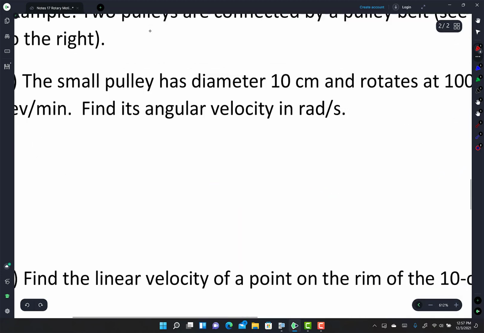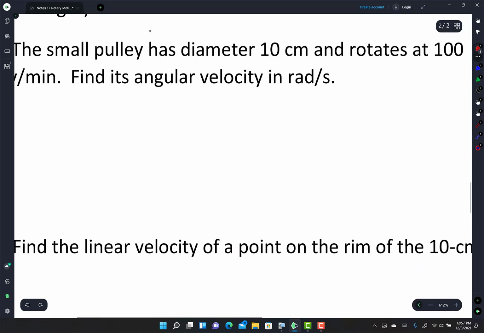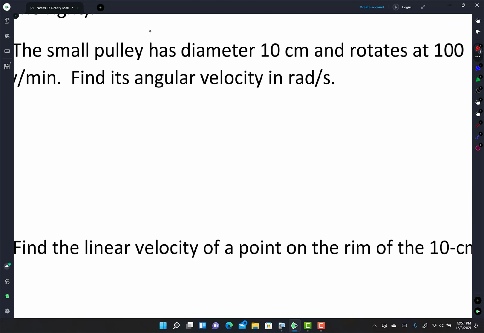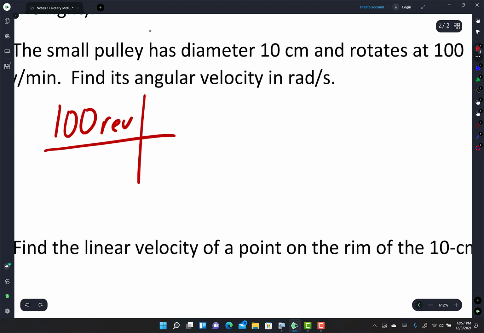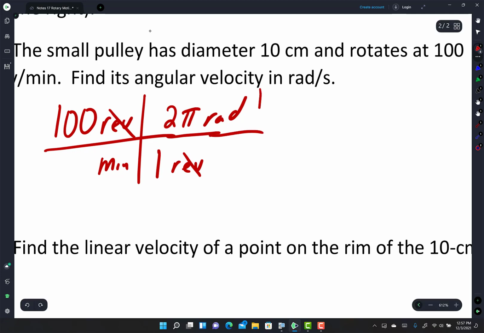Let's see what this says. Find its angular velocity in radians per second. Okay, here we go. 100 rev per minute. And in one revolution, I do how many radians? Perfect. 2 pi radians. I have radians per minute. I'm almost done, not quite. I want radians per second. So I want to cancel out the minute, so I put a minute in the top. In 1 minute, there is 60 seconds.